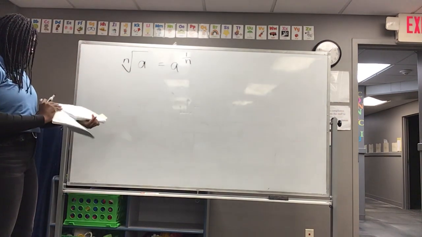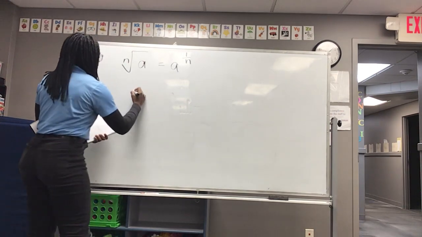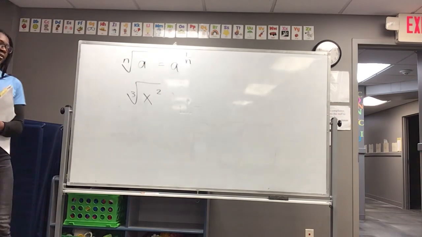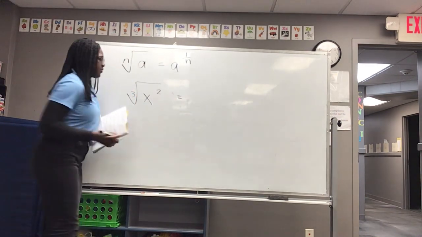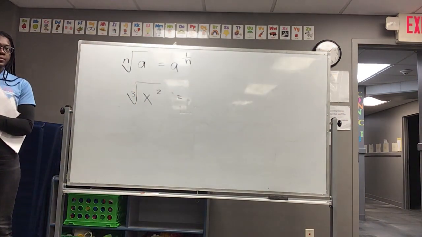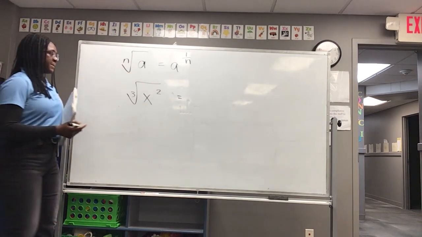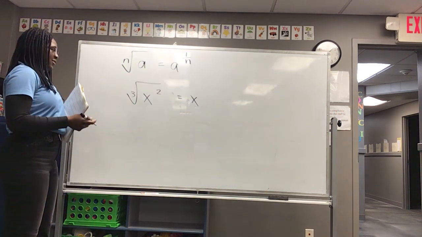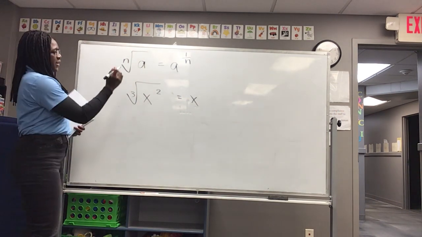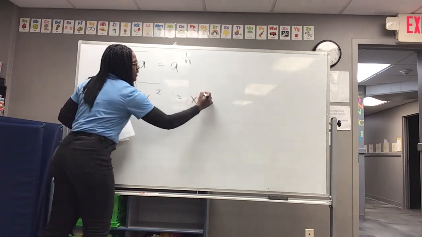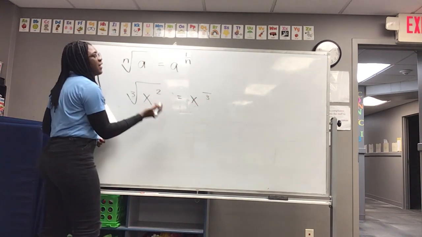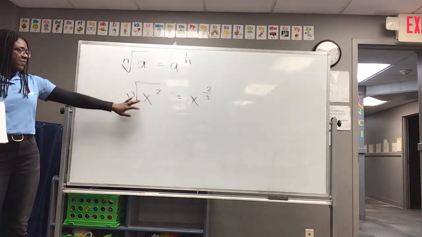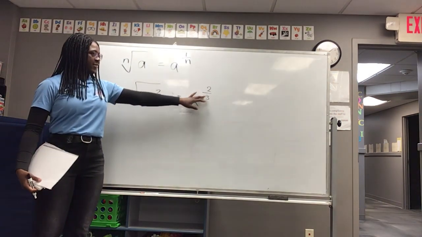So I could show you something like the cubed root of x squared. Do you guys know what that would equal? X squared, 1 over, and then the 1 over 3. So the cubed root would go on the bottom of my fraction. And then the square goes on the top, like that. So the cubed root of x squared becomes x to the power of 2 over 3.